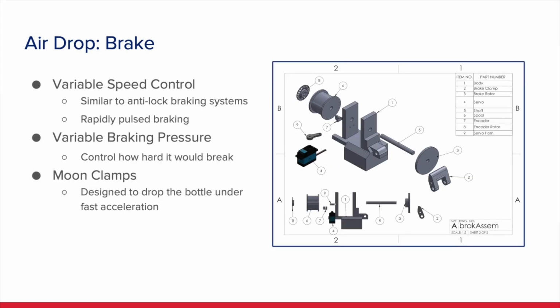Also, this design allows for variable speed control in two ways. First would be rapidly pulsing the brake on and off, similar to ABS in a car. Another way would be by changing how much the servo turns in the brake position, as the more it turns, the more pressure it's actually applying to the brake rotor. And the moon clamps are designed in such a way that if we brake hard enough, the water bottle will just release once it's close to the ground, and if we do this close to the ground, it'll fall within the region of interest while also being intact and not destroyed.